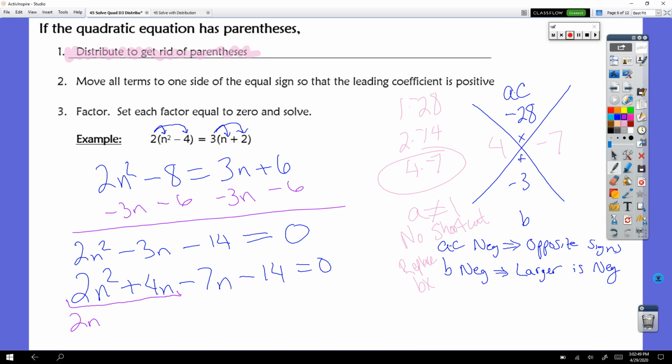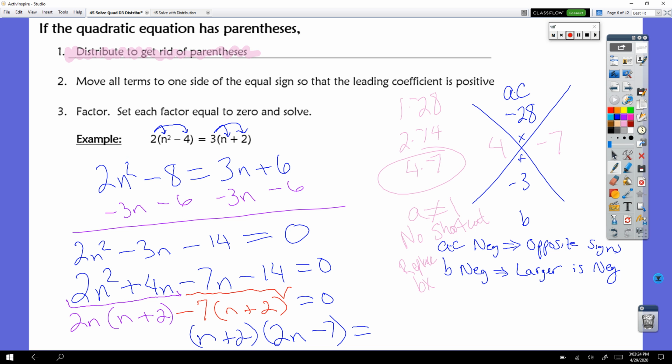So what's common in my first group is a 2n. In my second group, the 7 is negative, so I'm going to take out a negative, and the value that goes into 7 and 14 is 7. So when I do my divisions, I get n plus 2. Again, this is an equation, so I need to have equals 0. So I've changed from 4 terms into 2 terms. What's common to the 2 terms is the parentheses, so I've got the n plus 2 in common, and then the other factor would be the 2n minus 7.